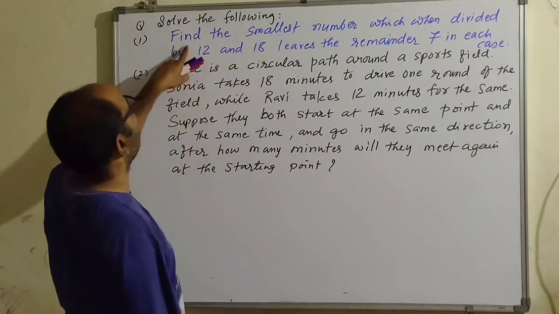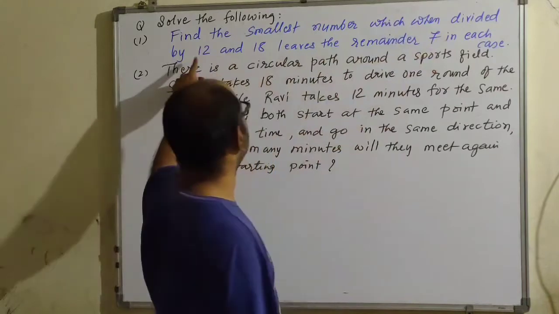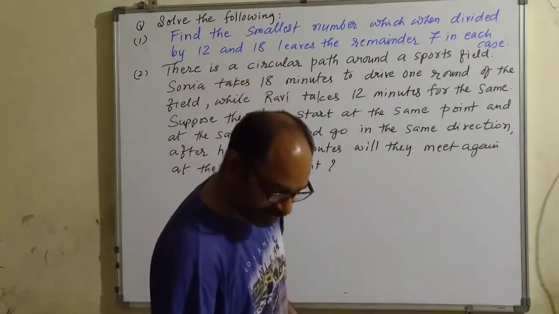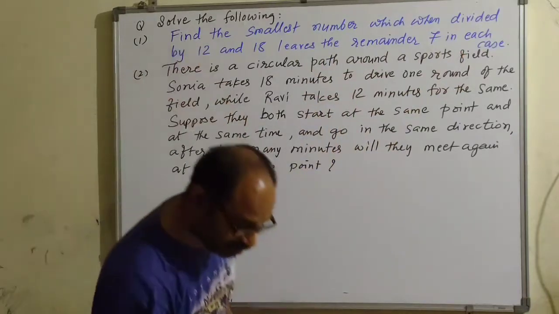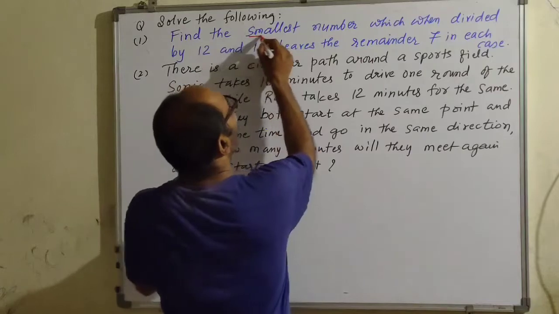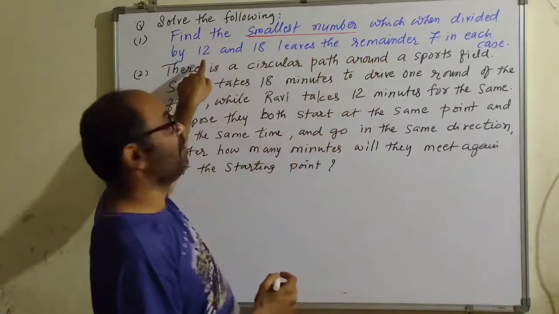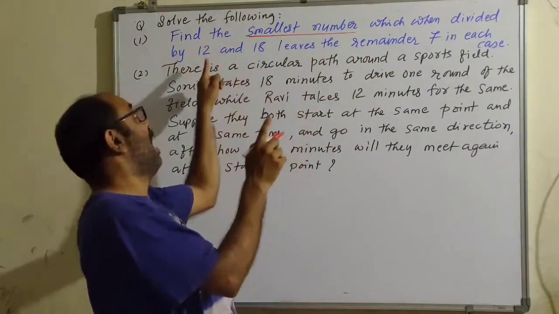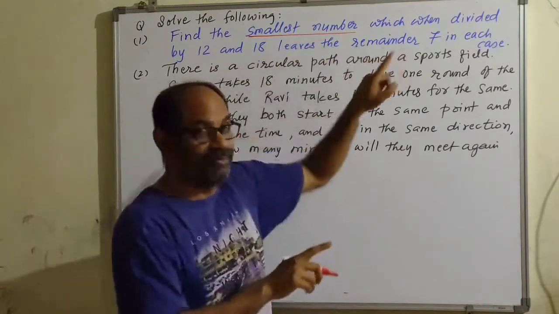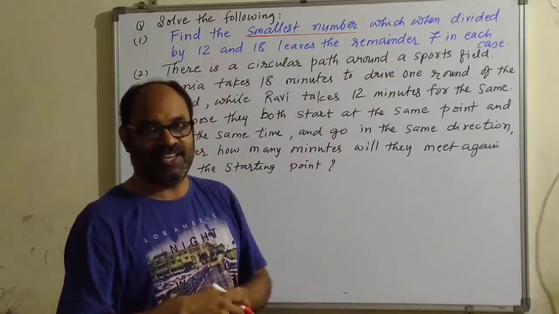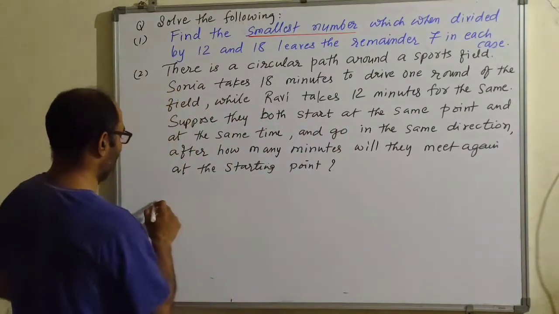Ready? Find the smallest number which, when divided by 12 and 18, leaves the remainder 7 in each case. Find the smallest number which, when divided by 12, the number divided by 12, and that same number divided by 18 leaves the remainder 7 in each case. Can you put that symbolically? Let's see. Solution.